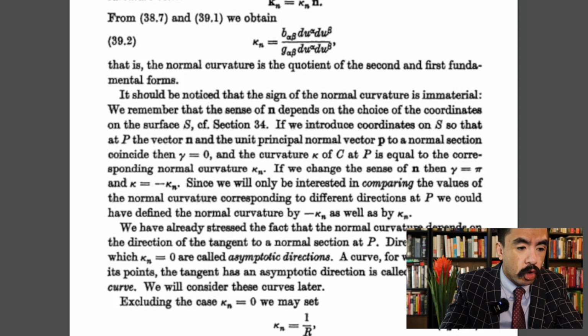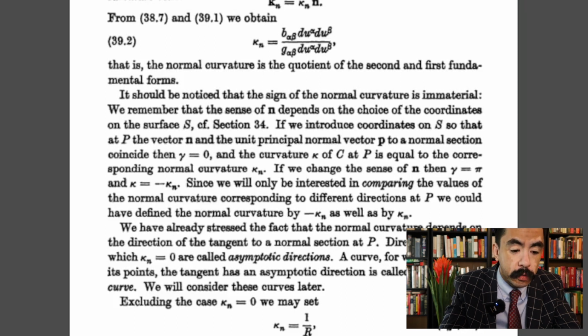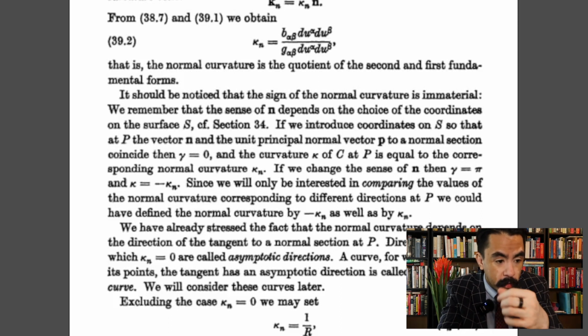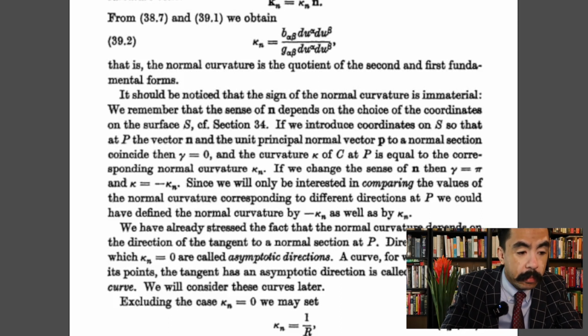It should be noticed that the sign of the normal curvature is immaterial. We remember that the sense of the vector n depends on the choice of the coordinates on the surface capital S, as we went over in section 34, which was on normal to a surface. If we introduce coordinates on capital S so that at capital P the vector n and the unit principal normal vector p to a normal section coincide, then gamma equals 0, and the curvature kappa of capital C at capital P is equal to the corresponding normal curvature kappa sub n. If we change the sense of the vector n, then gamma equals pi and kappa equals negative kappa sub n. Since we will only be interested in comparing the values of the normal curvature corresponding to different directions at capital P, we could have defined the normal curvature by negative kappa sub n as well as by kappa sub n.